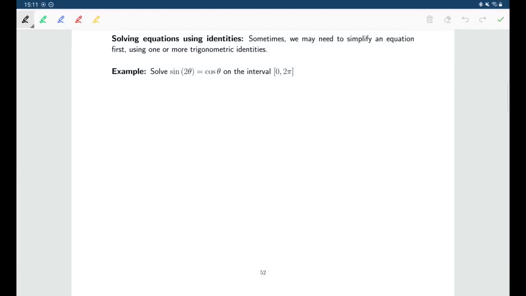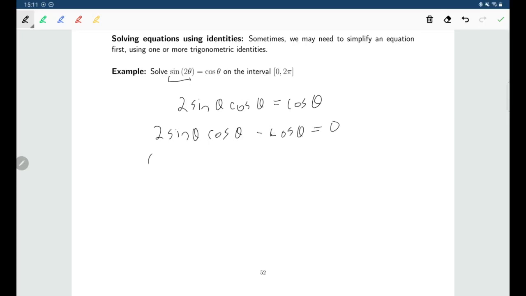And now sometimes we might need to use one of our identities to solve an equation. Here I've got sine 2 theta equals cos theta, and I'd like to solve it over this interval from 0 to 2 pi. And I can see right away that I could rewrite sine 2 theta as 2 sine theta cos theta. And that actually helps me to solve my problem, because if I were to bring cosine theta to the other side, you can see that I've got two terms, each with a cosine theta. So a cosine theta could be factored out.